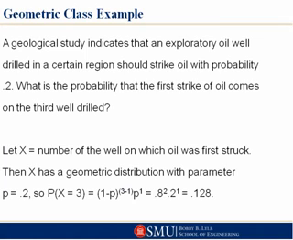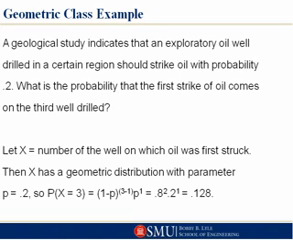Okay, class example. A geology study indicates that an exploratory oil well drilled in a certain region should strike oil with probability 0.2. That's your probability of success, 0.2, strike oil. What is the probability that the first strike of oil comes on the third well drilled? So let x be equal to the number of the well on which oil was first struck. Then x has a geometric distribution with parameter 0.2.